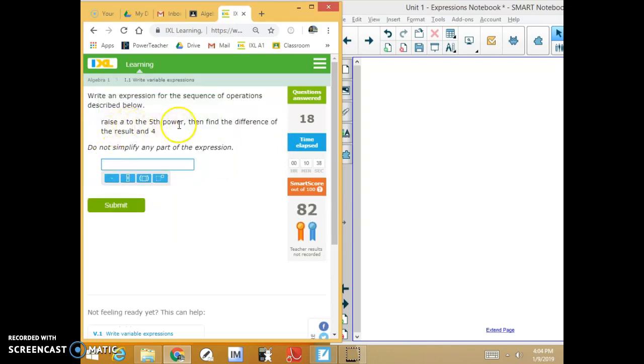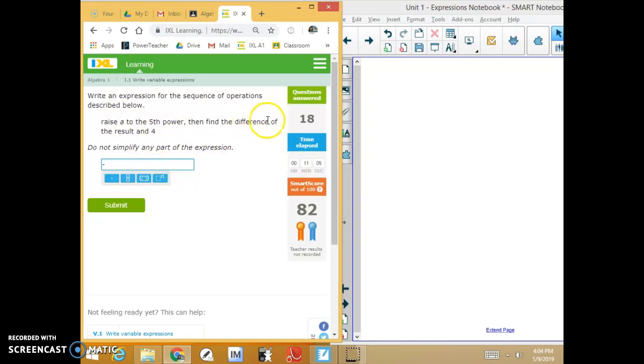Raise a to the fifth power, then find the difference of the result and 4. All right, so let's think through this. I know that the word difference means to subtract. Well, I know that I need to have a subtraction, so I'm going to build from that. Difference tells me I'm going to have subtraction.